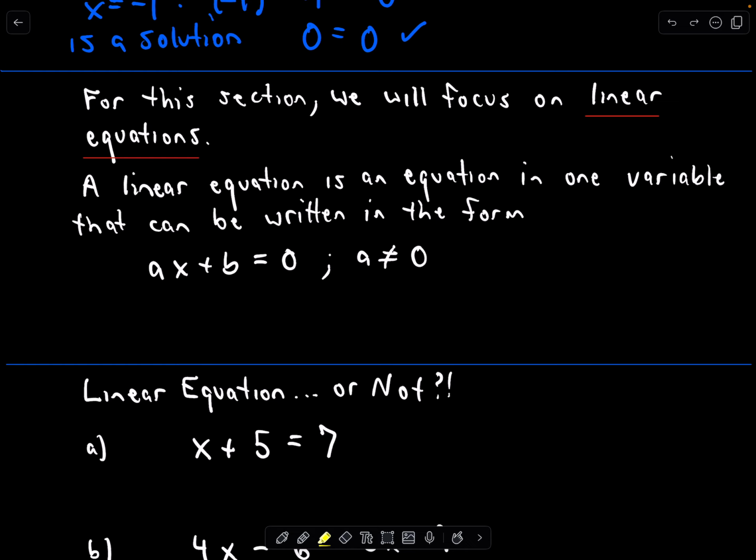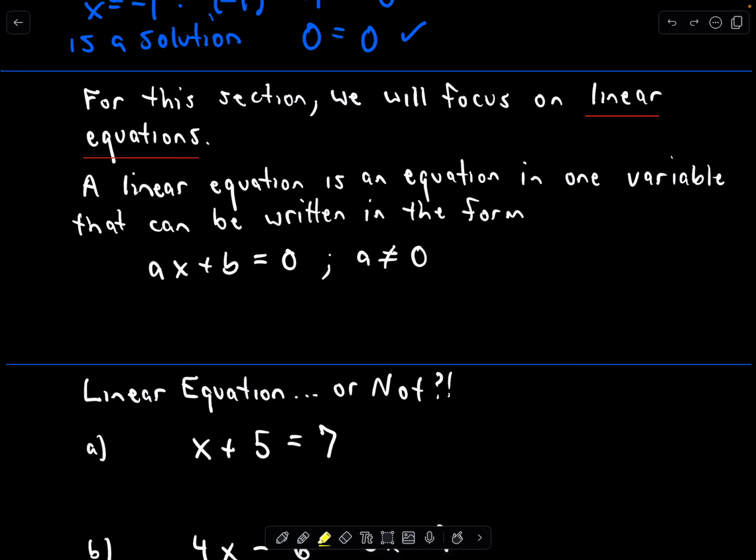So a linear equation is an equation in one variable that can be written in the form ax plus b equals 0, where a does not equal 0. And all that means is, since a is not 0, we're going to have some non-zero number multiplied by x. We're going to have some term involving x in our equation. That's what we want.